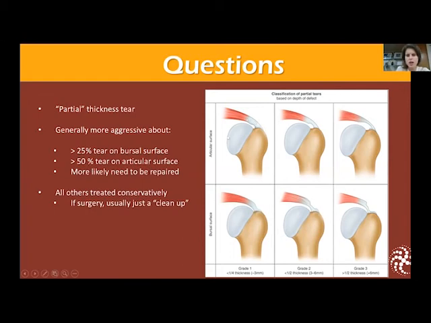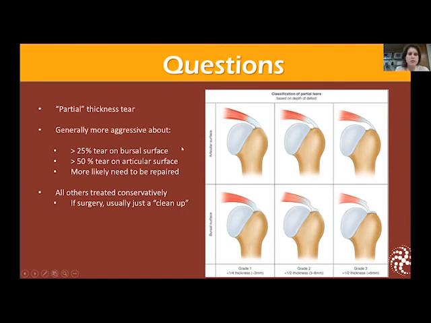And so there are articular sided tears, which are tears that originate on the inside of the joint and move out towards the subacromial space. And then there are the bursal sided tears, which start on the bursa where the impingement is and move in towards the joint.